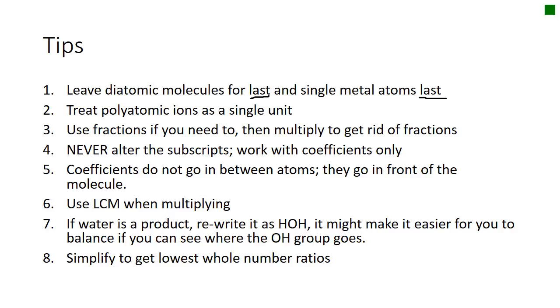Number two, I really like this one. This is a great tip. Polyatomic ions should be treated as just one entity. So if you have something like, I'll try using my little pen here, if you have something like a phosphate, you could look at it as, okay, I've got one phosphorus, I've got 4 oxygens. Or you could look at it as, I have one phosphate. If you choose to look at it as one phosphate, I promise you, your balancing is going to be a lot easier. This is a tip that I really, really like.